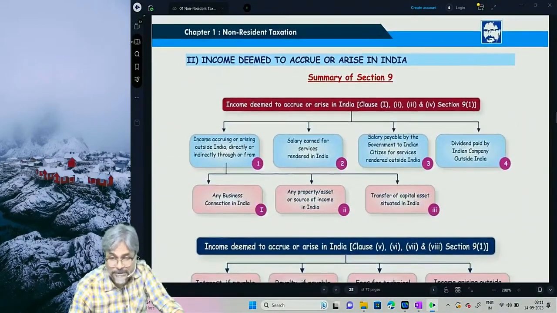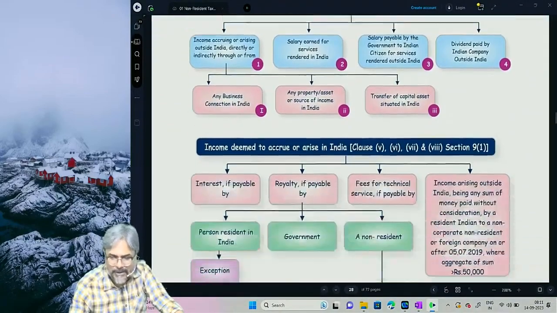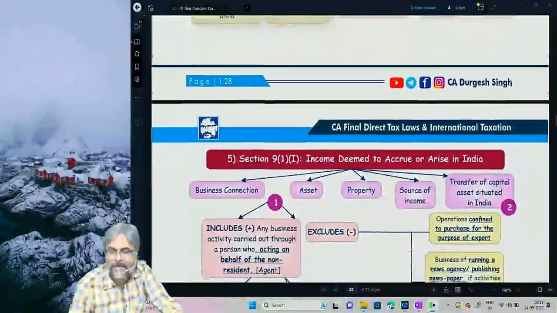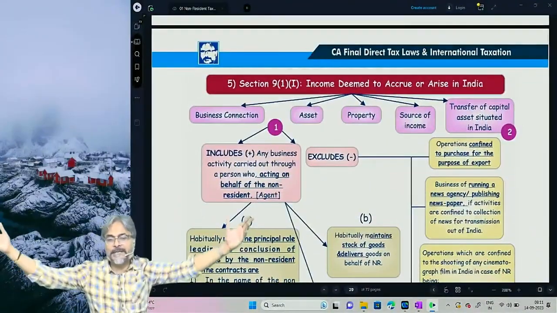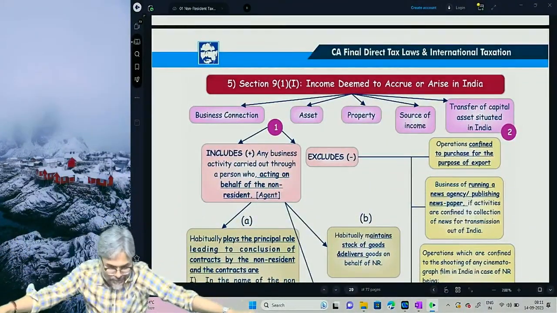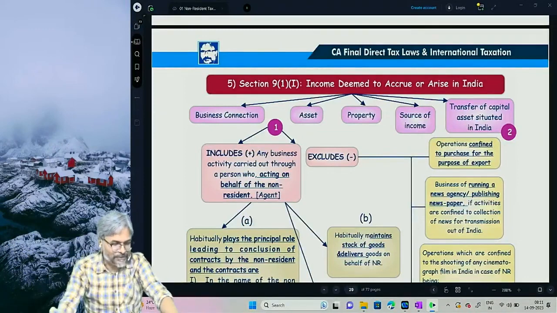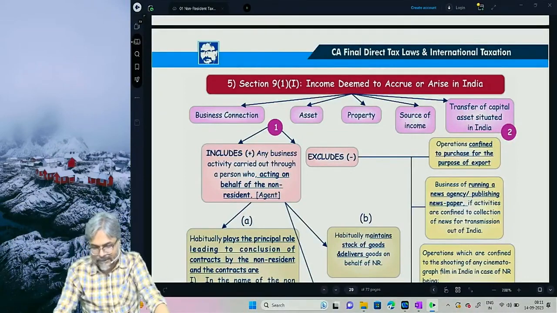Let's start with our big section, the biggest one, students, section number 9. Ultimately, you are all waiting for it. And this is all going to decide your journey into international taxation, students. Welcome to the world of international taxation. Section number 9.